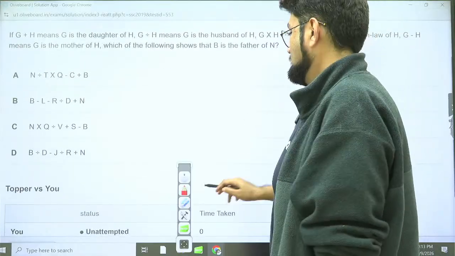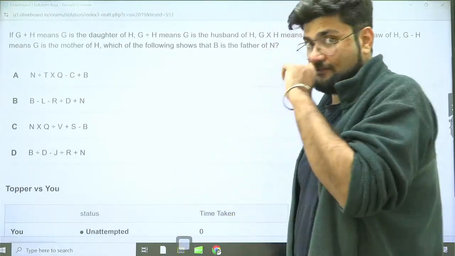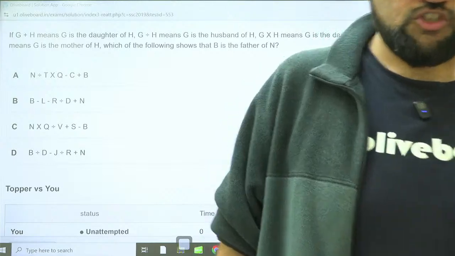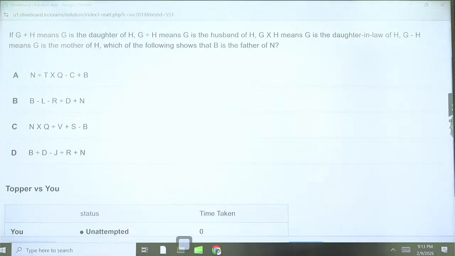Okay, this is a good one actually. Why? I'll tell you why. Just read the question. The question says, if G plus H means G is a daughter of H, G divided by H is this. So they have given you all the data here and they are asking you which of the following shows that B is the father of N. B has to be the father of N.